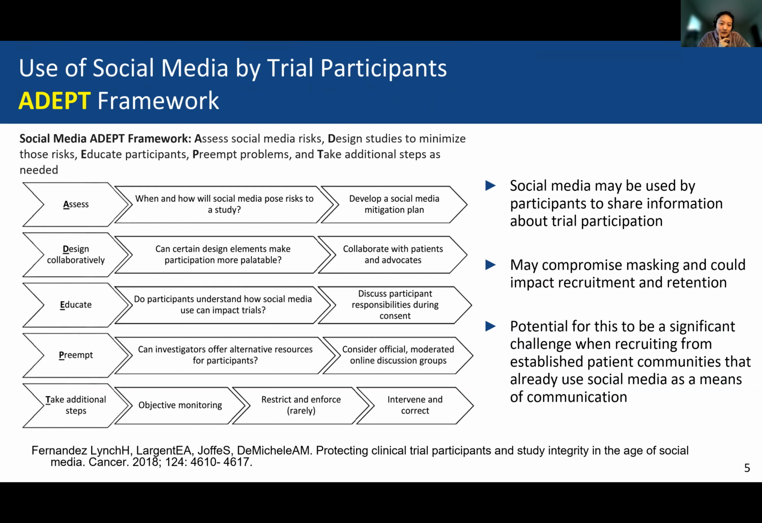The first part is to assess social media risks. So we can have a discussion about when and how social media will pose risks to a study. With this, we then design the study to minimize those risks, and then we educate our participants, the study designers, and other healthcare providers about how to use social media and how that will impact the trials. The fourth one is preempt problems. So especially for the investigators, we need to offer alternative resources for the participants. The next one will be additional steps people need to take if needed.